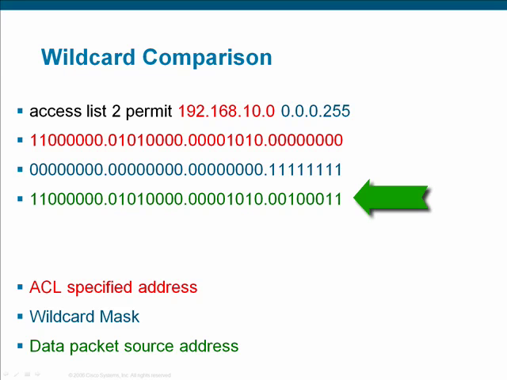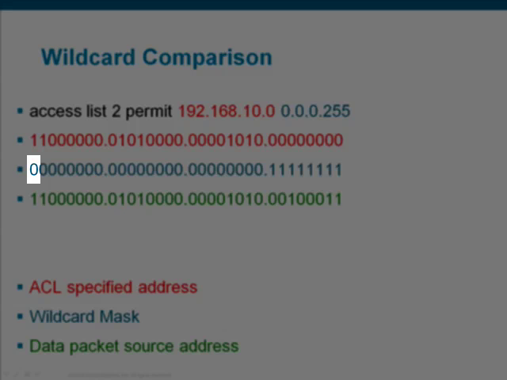In green, we have the source address of the data packet entering or leaving a router. 192.168.10.35, for example. We can easily see that this source address is within the 192.168.10.0/24 network and thus would be permitted by the router. But let's look at what the router does to figure out if the data packet's source address matches that which is specified in the ACL.